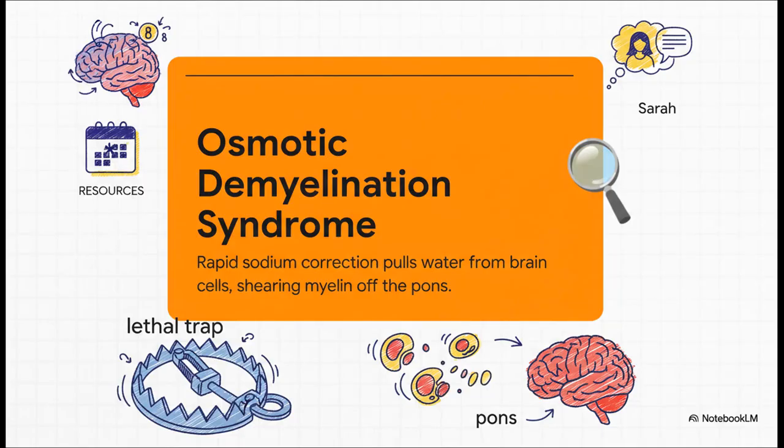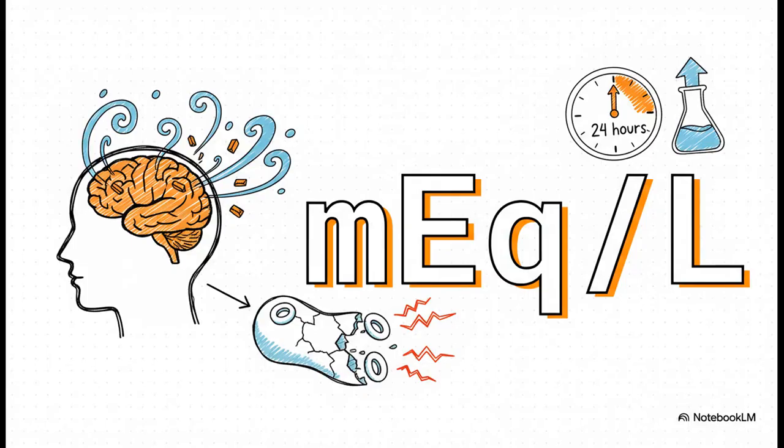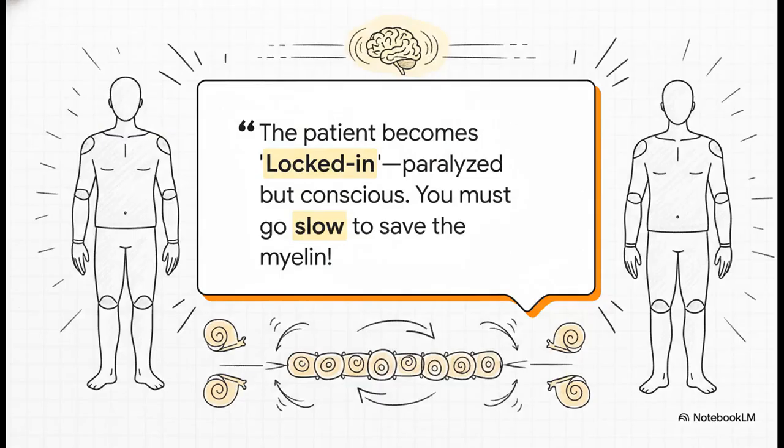Outstanding. Everyone check the resources for the Rule of 8 correction limit. Sarah, what is the lethal trap of fixing sodium too fast? Osmotic demyelination syndrome, Dr. Collins. If you raise sodium faster than 8 milliequivalents in 24 hours, you pull water out of the brain cells so fast that the pons shrinks and the myelin shears off. The patient becomes locked in, paralyzed but conscious. You must go slow to save the myelin.